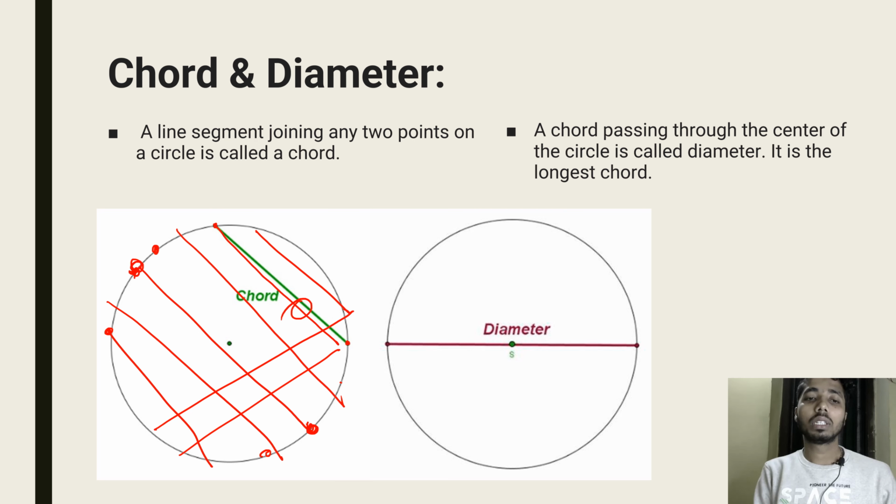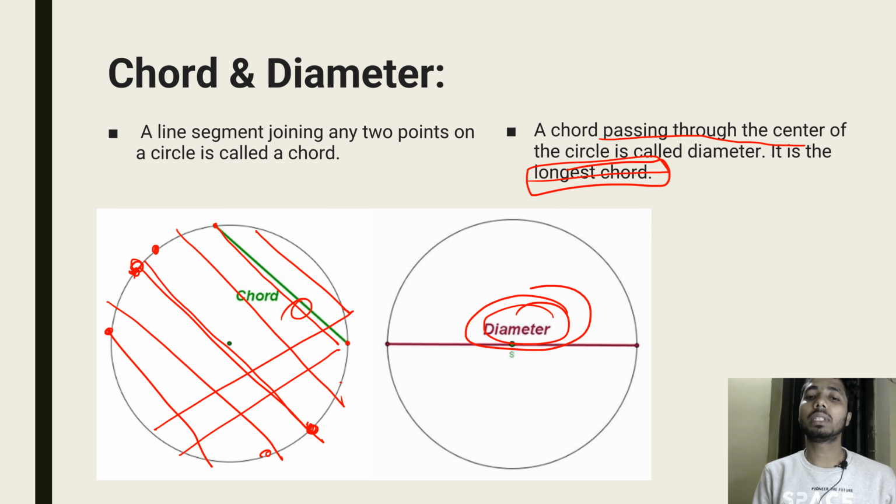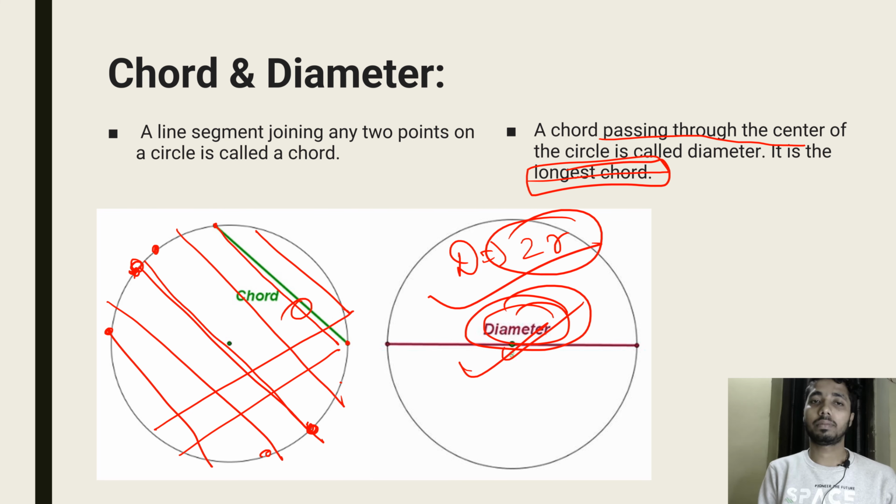Among all these line segments, you can see the longest chord is the one which is passing through the center of the circle, and this is also known as the diameter. Diameter is a chord passing through the center of the circle, and it is the longest chord. So if anyone asks which is the longest chord, then the diameter is the longest chord. And the diameter is 2 times the radius.